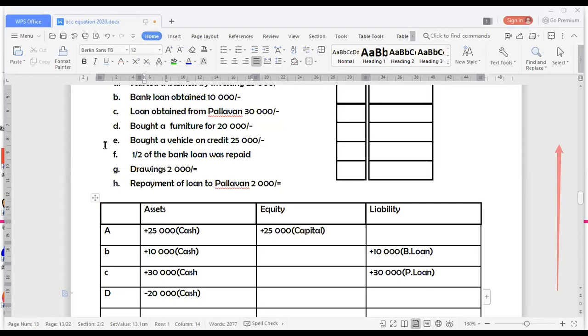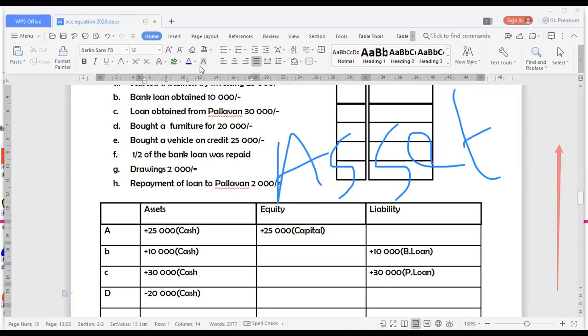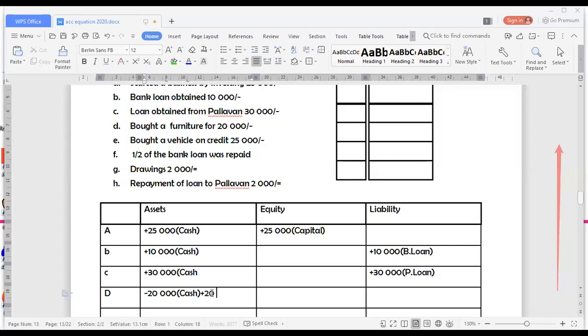Can you tell me where the other entry comes, under asset or equity or liability? Quickly tell me the answer in your message, everyone. And asset plus or minus. Asset or liability. Please write your answers quickly. Furniture is an asset. Therefore, under asset it increases by 20,000. It is furniture. Okay.